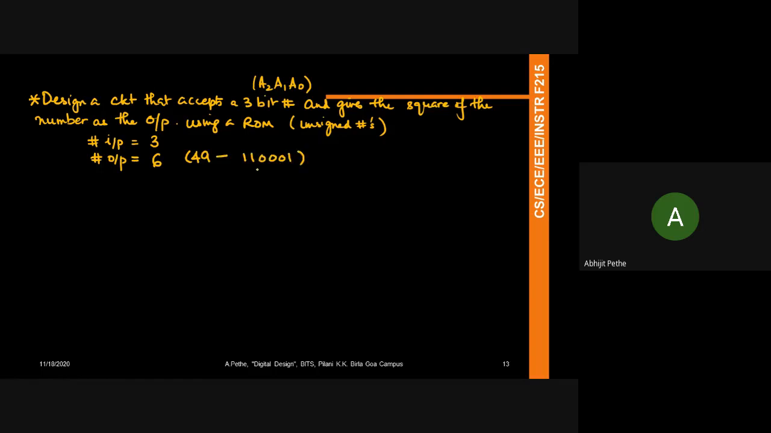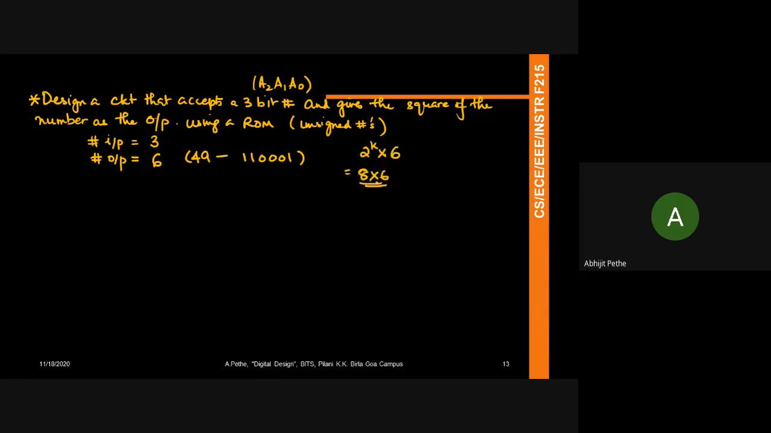110001, right? So 32 plus 16 plus 1, 48 plus 1, right? So ideally you need a 3 to 6. So if you think about it, what would your ROM look like? Your ROM would look like 2 power k times 6, right? So there should be an 8x6 ROM you would need.